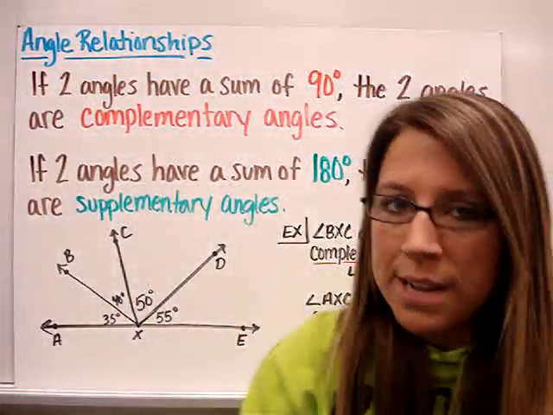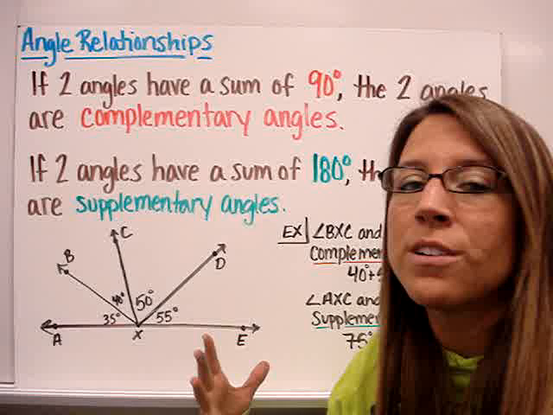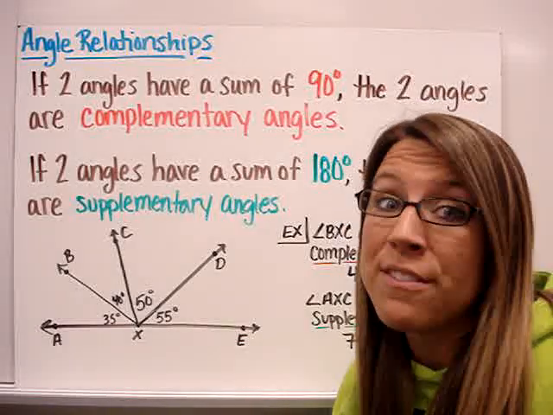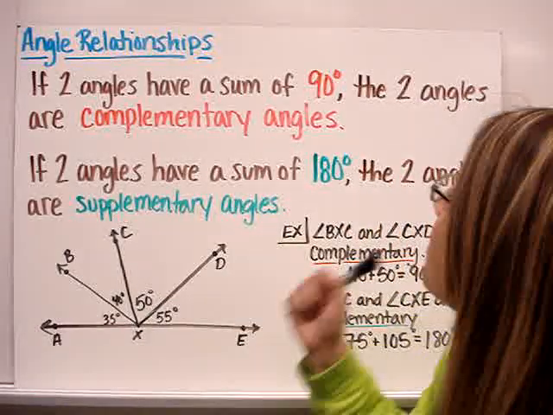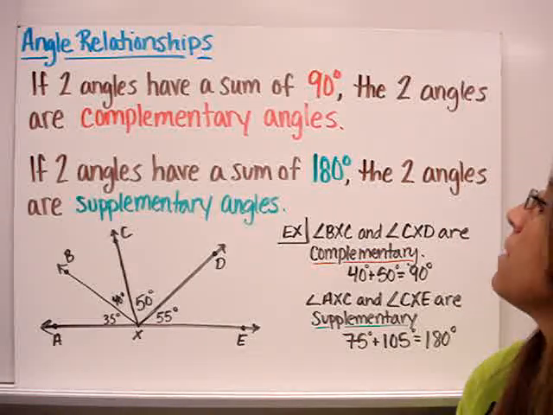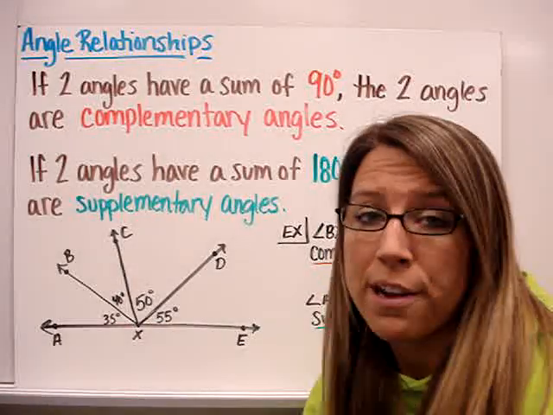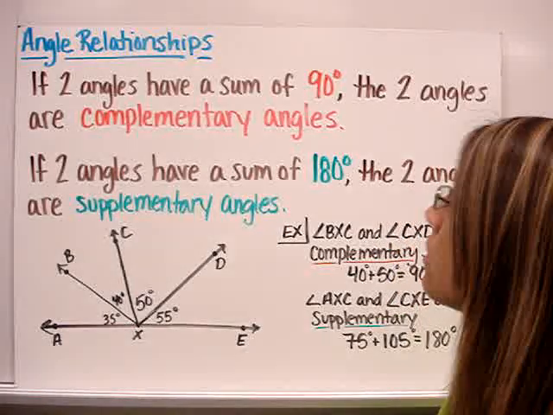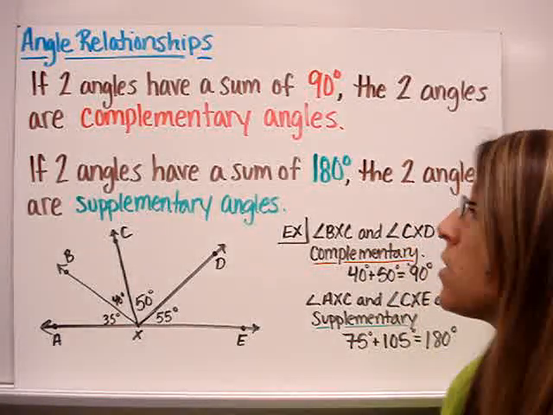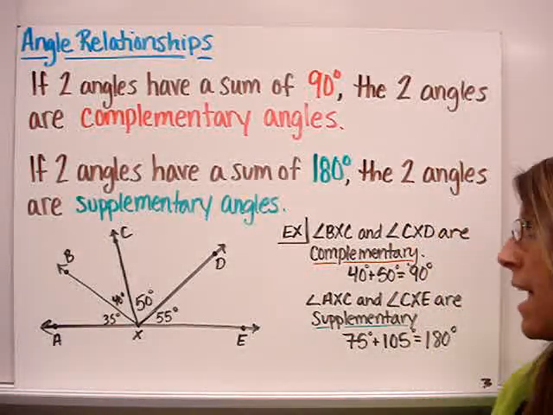Angle relationships. Every once in a while, we have angles together, and together they have a different name. If two angles have a sum of 90 degrees, then the two angles are called complementary angles. But if two angles have a sum of 180 degrees, we call them supplementary angles.